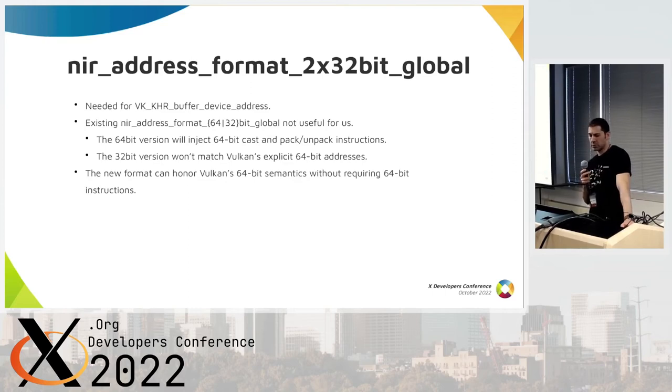And the 32-bit is not valid either, because the Vulkan spec makes it very clear that the addresses have to be explicitly 64-bit, so that wouldn't work for us. So we added this, which is basically a way to represent a 64-bit address as a pair of 32-bit values, which is more amenable to 32-bit architectures.